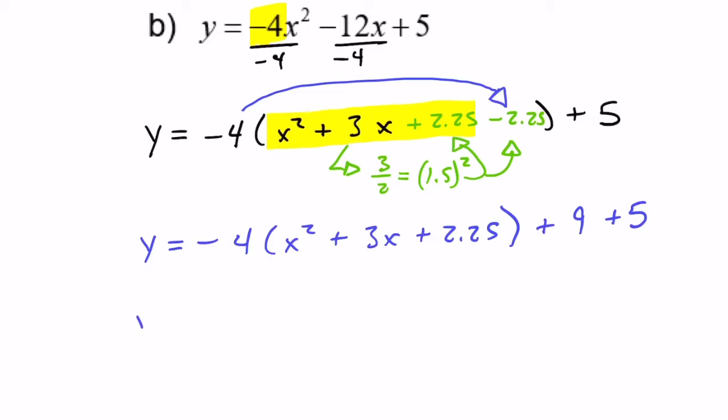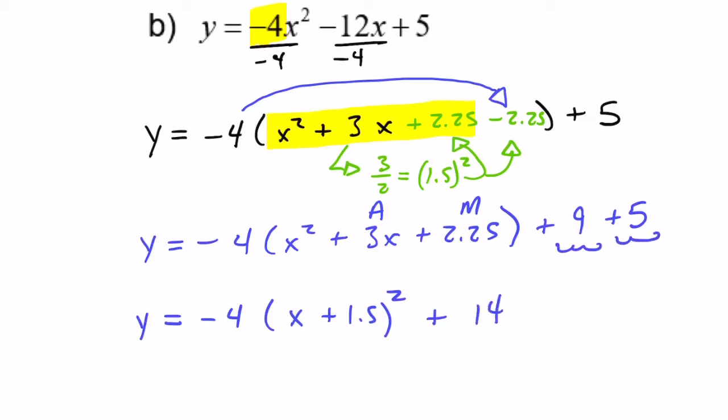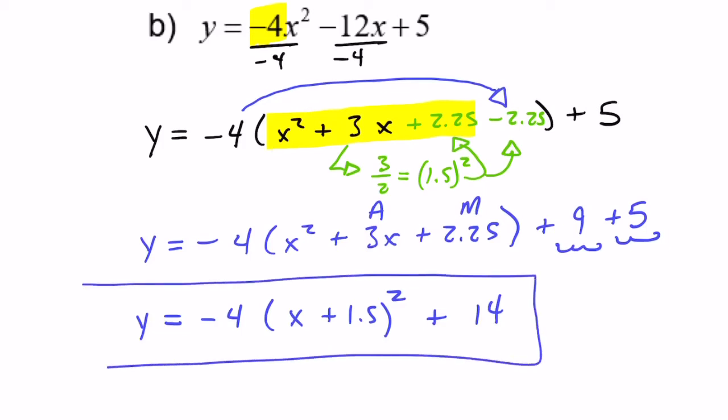So this equals y equals negative 4, factoring the perfect square, two numbers that add to 3 and multiply to 2.25, well, it's 1.5 again. So I know this is x plus 1.5 squared, because 1.5 is half of 3, plus 9 plus 5 is 14. So now it's in standard form, and I can figure out, okay, my vertex is at negative 1.5, comma, 14.